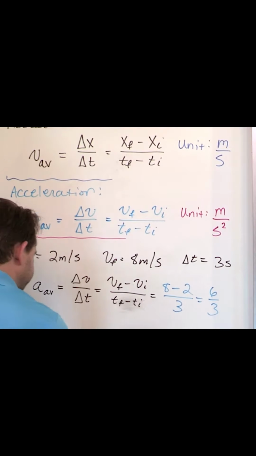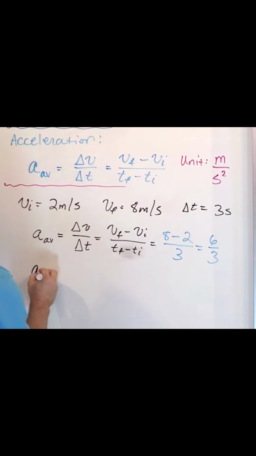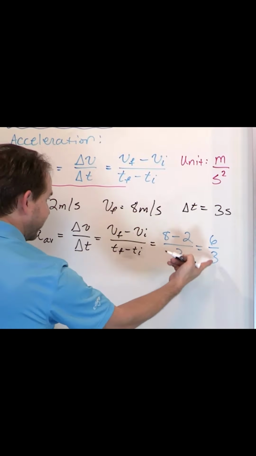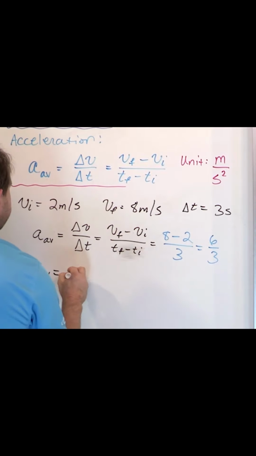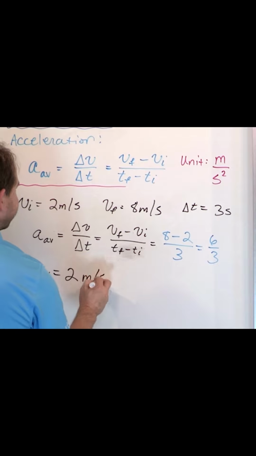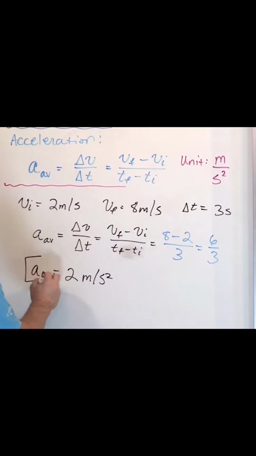So what we have found is that the average acceleration, 6 divided by 3, is, notice it's a positive number because everything was positive here, 2 meters per second squared. So you have to know the units of acceleration. This is what you would write down on your exam: 2 meters per second squared.